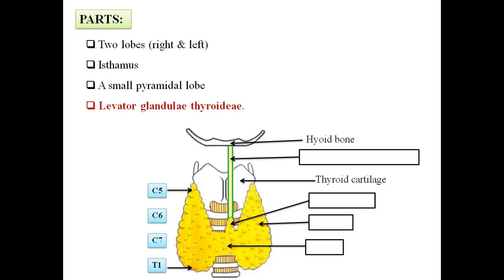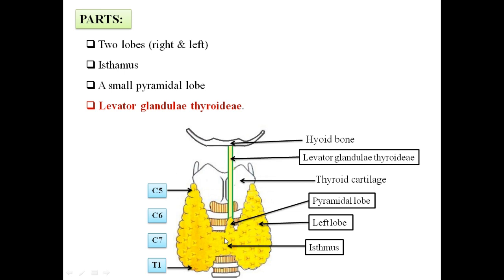Parts of the thyroid gland: we can see the two lobes, the right and left lobe, isthmus, pyramidal lobe, levator glandulae thyroideae, and here the two lobes are connected by the isthmus.